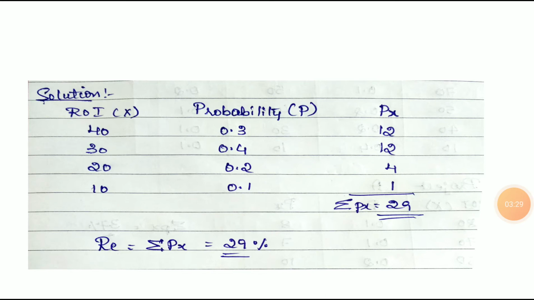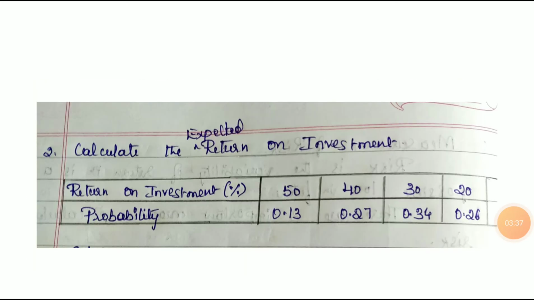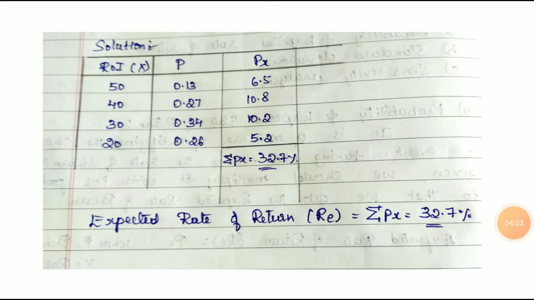So this is how we calculate expected rate of return. Next, calculate the expected return on investment. The return on investment and probability information given is 50, 40, 30, 20 and probability is 0.13, 0.27, 0.34 and 0.26. We need to multiply the information given so that we can calculate the expected rate of return on investment. So this is the way.